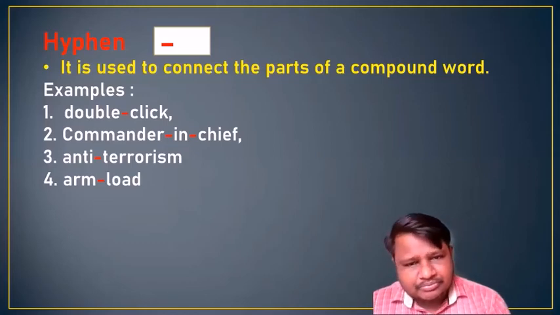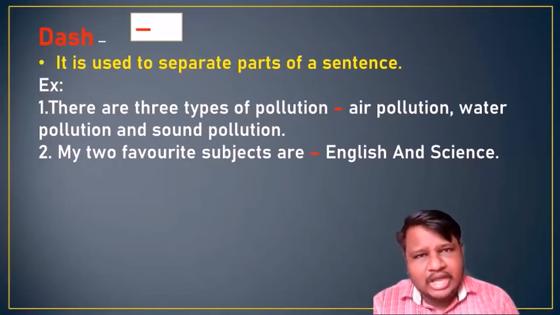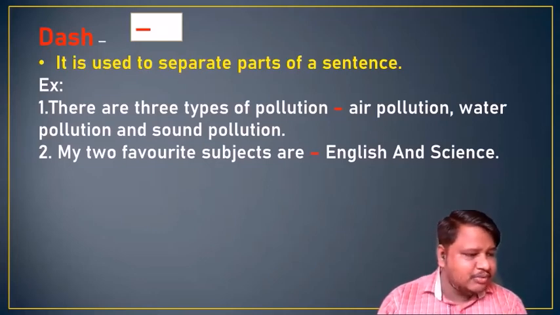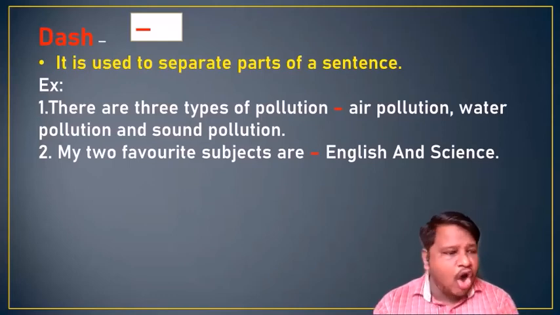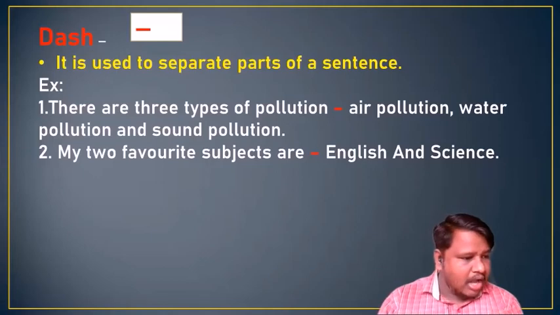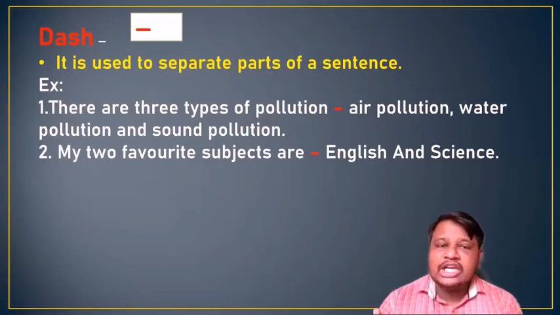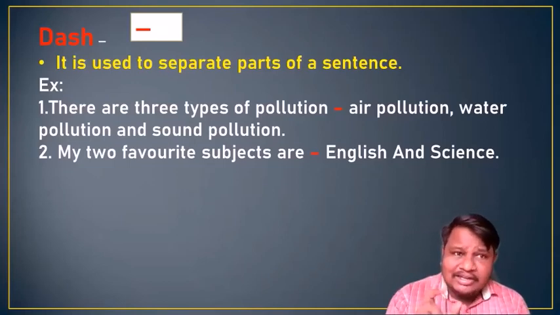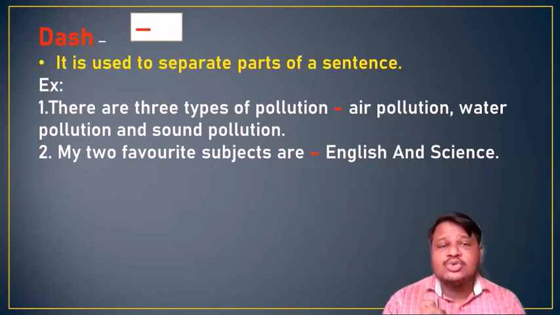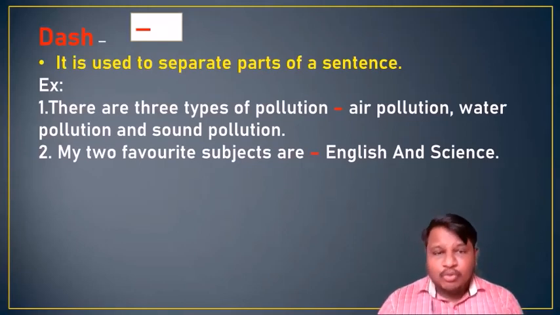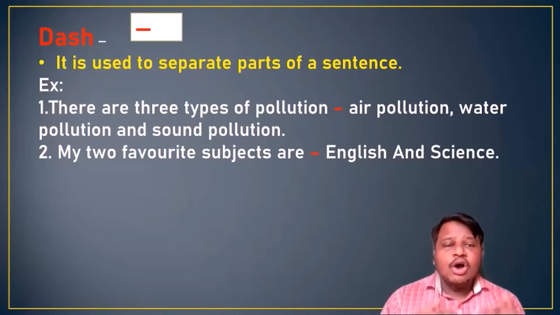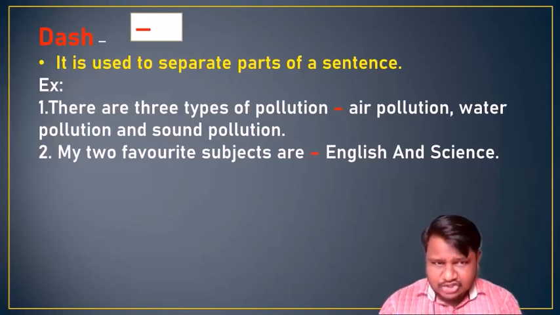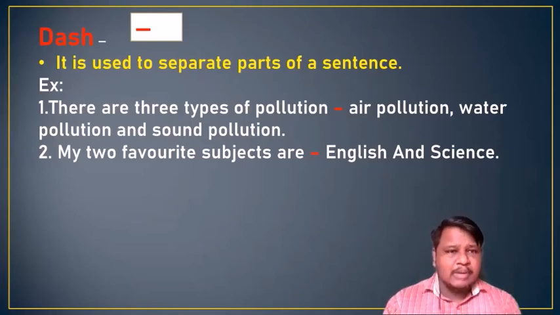Is it clear? The last punctuation mark that we have to study is the dash. Dash and hyphen, there is a little bit of difference between the two. A dash is a little bit longer than a hyphen. A hyphen is a very small line and a dash is a little bit longer line. We have to keep this in mind. A dash is used to separate parts of a sentence. When there is a long sentence, or when we connect two parts of a sentence, at that time we have to use a dash. You can see there are two examples for you.